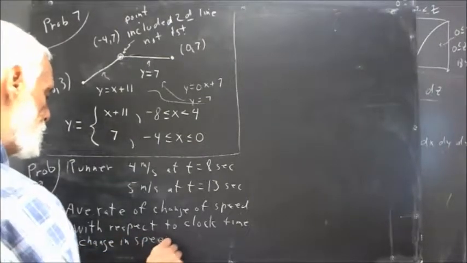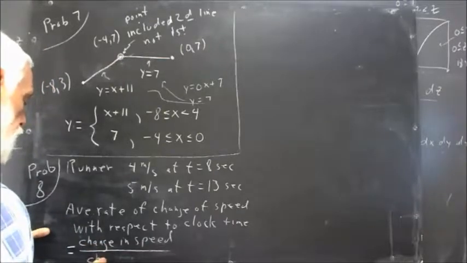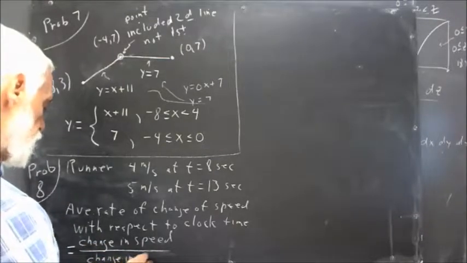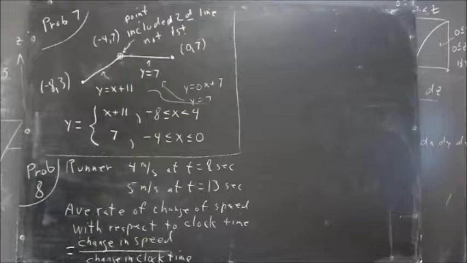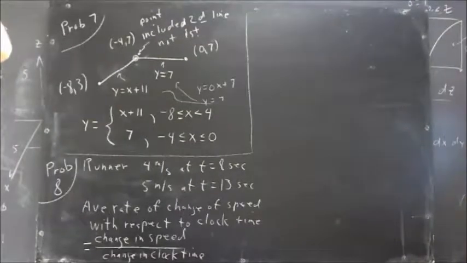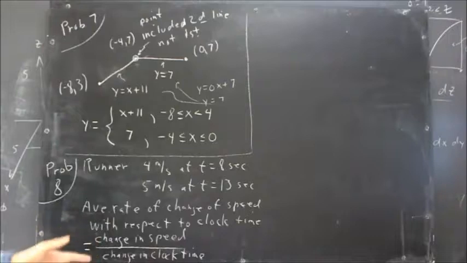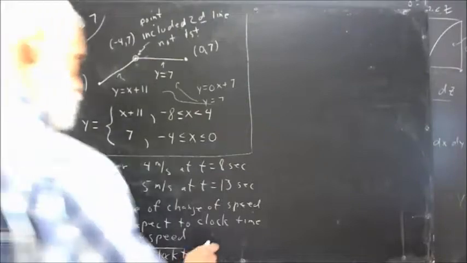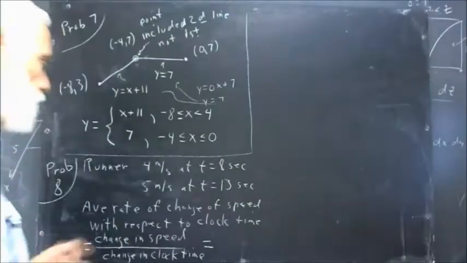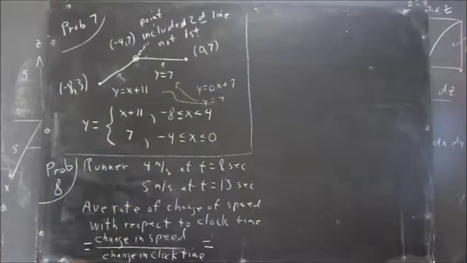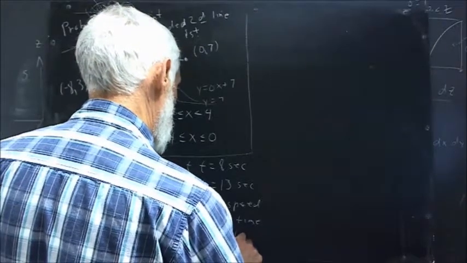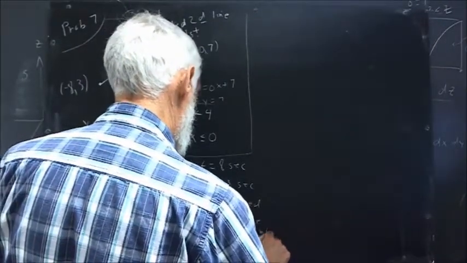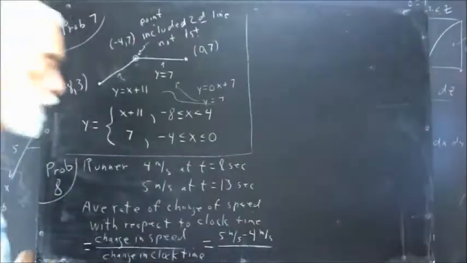change in speed divided by change in the clock time. And make sure that we need to move this back just a little. Okay, so what's the change in speed? What's the change in clock time? Well, the speed goes from 4 meters per second to 5 meters per second. So the change in speed is 5 meters per second minus 4 meters per second.